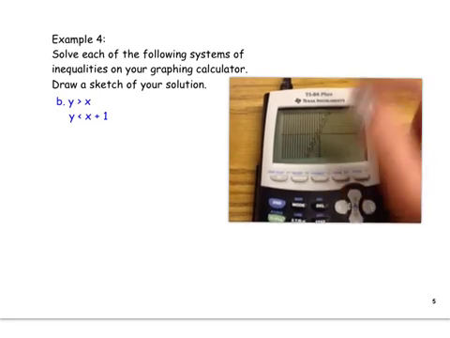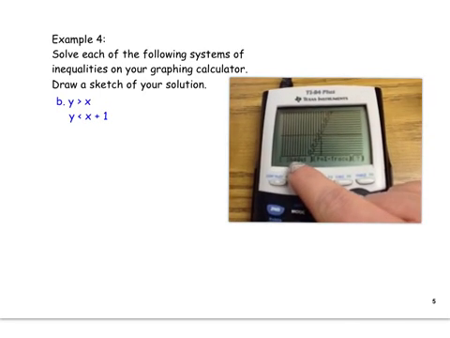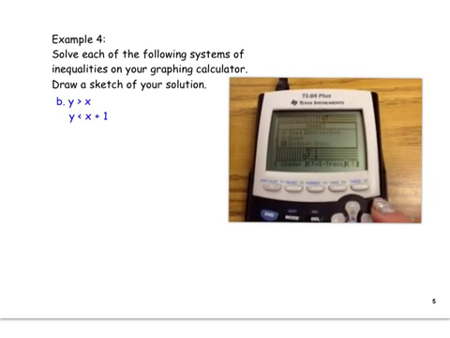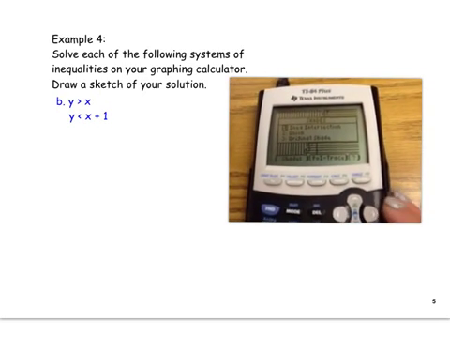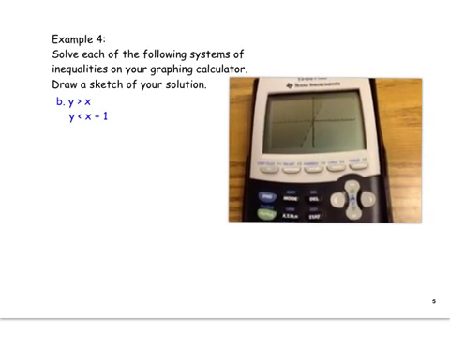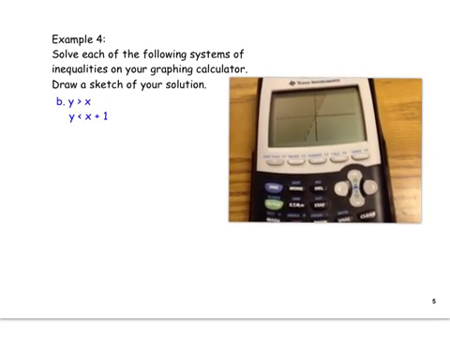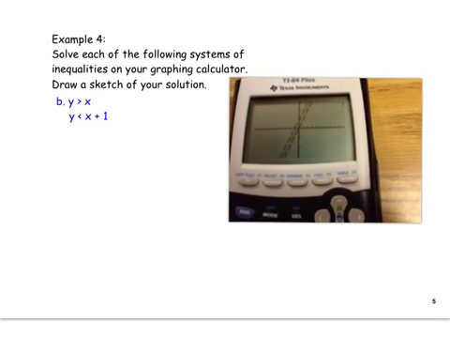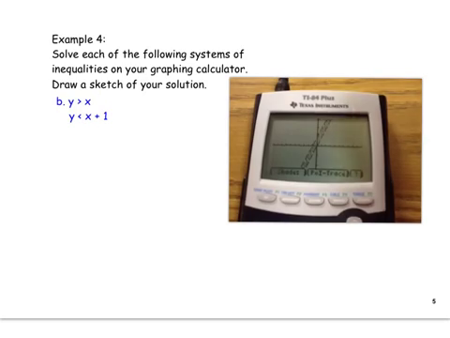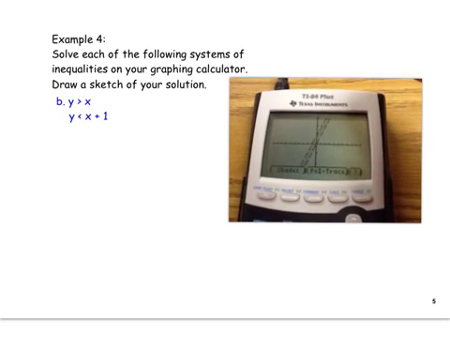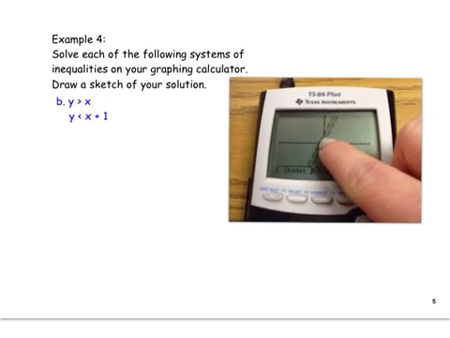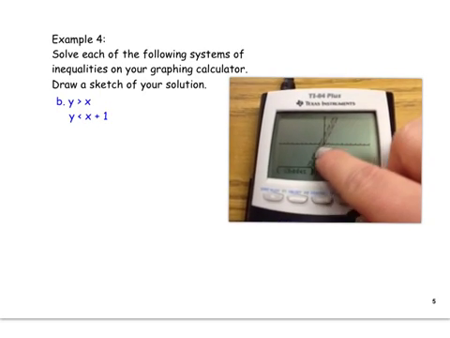Okay. And then I want to take a look at the shades. So let's push alpha shades and go to intersection. Now we can see that there is a shaded region in between those two lines. So we're going to take that and we're going to sketch it on our papers. And I want you to understand that every point that falls in between these two lines is a solution.